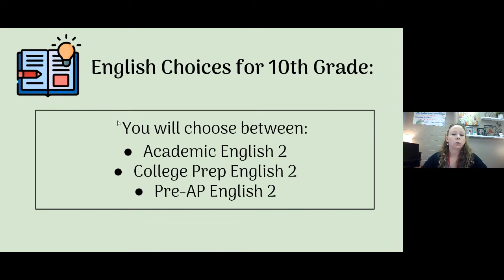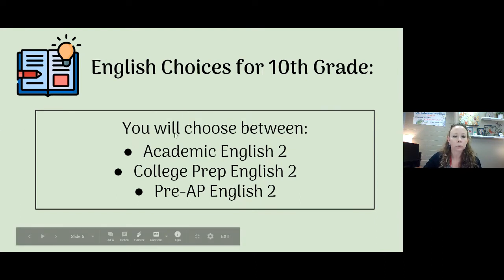For English, one of your core courses, you're going to choose either Academic English 2, College Prep English 2, our middle level, or Pre-AP English 2, our most rigorous level in English. Obviously, the higher the level, the more rigor and the more coursework you're going to have. We're going to talk about the levels in a little bit, but first I just want to talk about the choices.